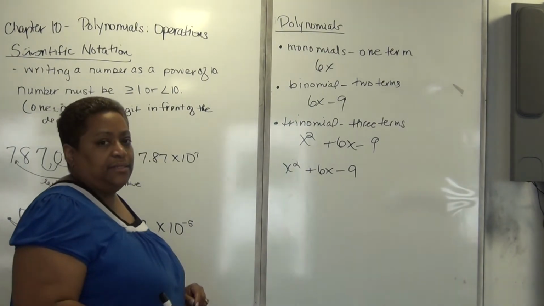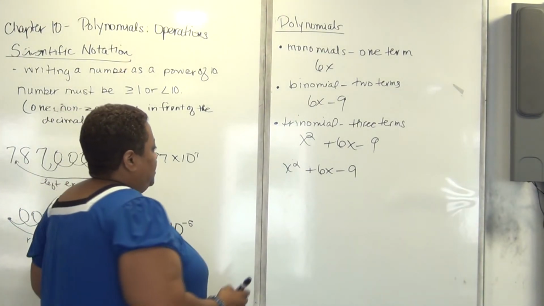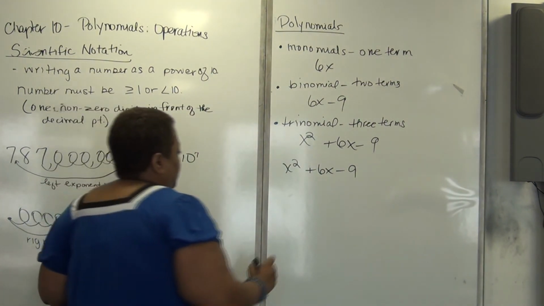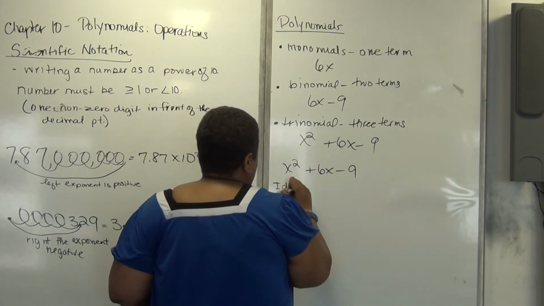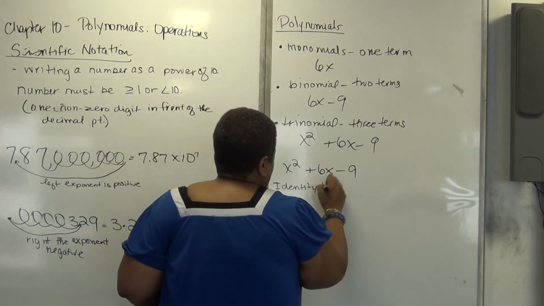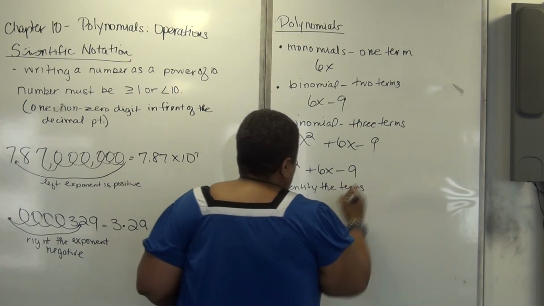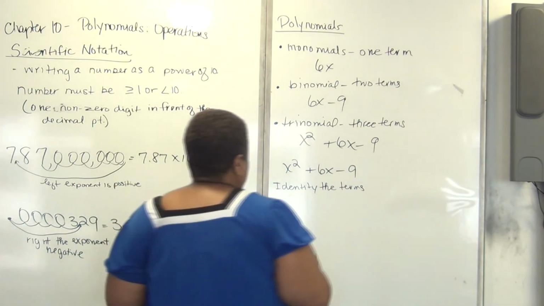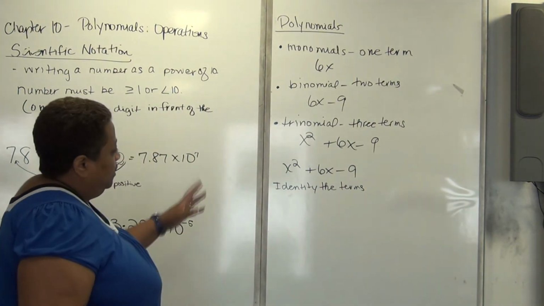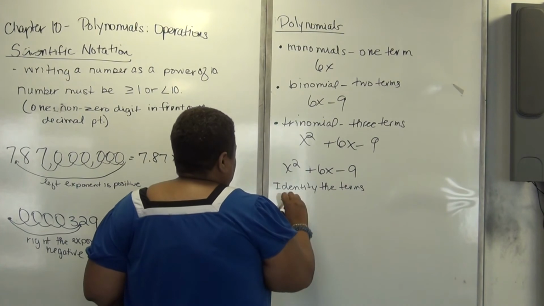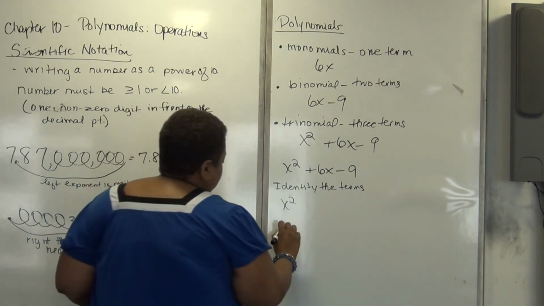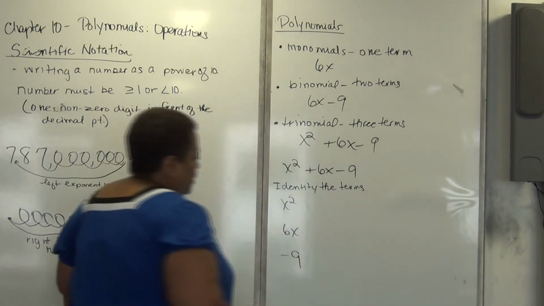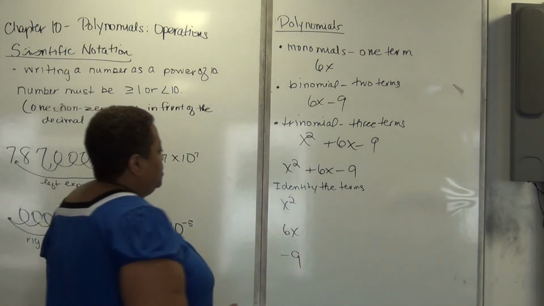One of the questions in the last chapter was to identify the terms, and that's what I'm going to ask you to do. Identify the terms. Then I'm going to ask you to tell me the coefficient of each term. So let's talk about the terms. The first term is your x squared, then you have the 6x, and then you have a minus 9. So those are your terms.